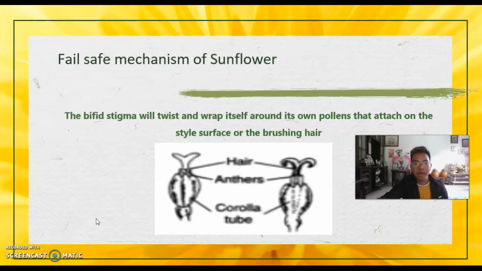The Fel Cell Mechanism only occurs if cross-pollination has failed. Okay, if you can see in the first diagram here, the stigma is dead. What happens if cross-pollination fails is that the stigma will recoil back or twist and wrap itself with the pollens that are in its surrounding, either the style or the anther. This mechanism is categorized as self-pollination.